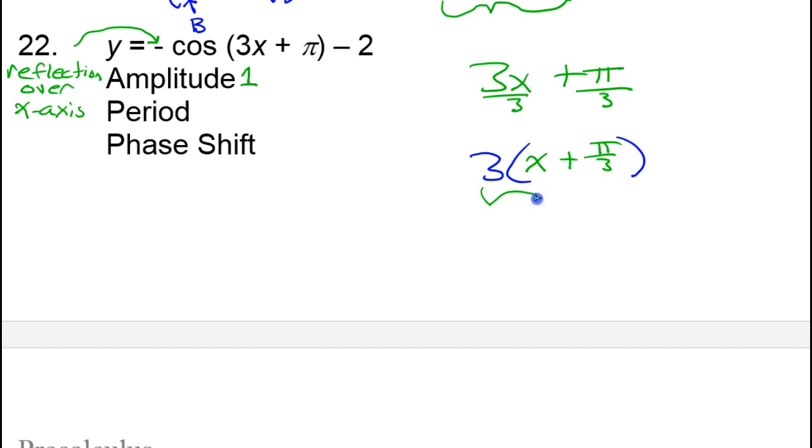This is the form that you must use before you start talking about the phase shift. So as I rewrite this equation in the new way, I will think of it this way. Y is equal to negative cosine, but then I'm going to have 3 times x plus pi over 3 like I just said.